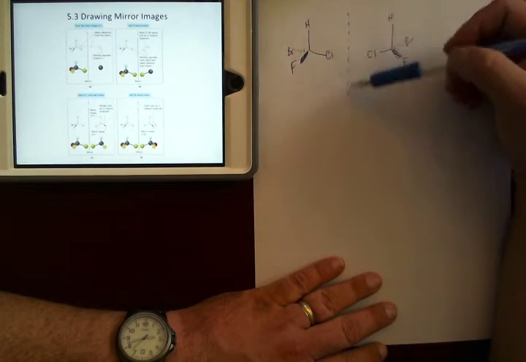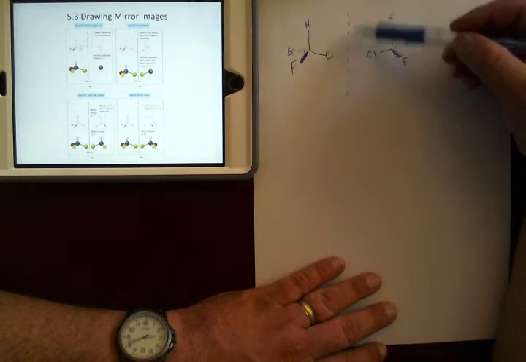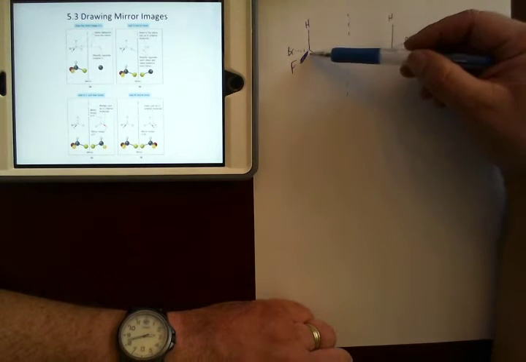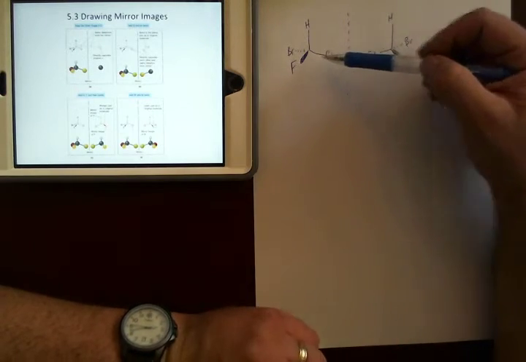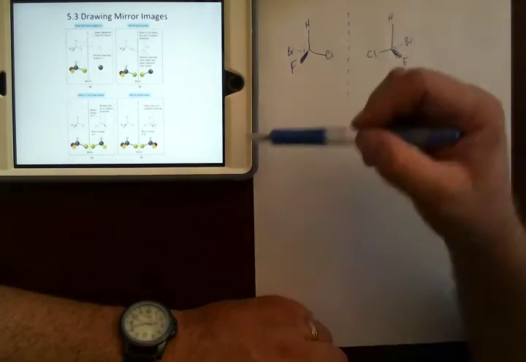So if you have the mirror going up and down, however the mirror is, those bonds are going to remain unchanged. It's all the other ones that are going to be pointed the wrong way, or the opposite way.